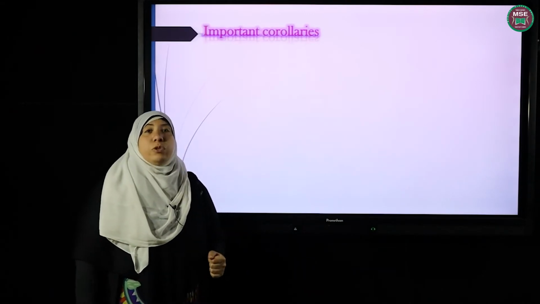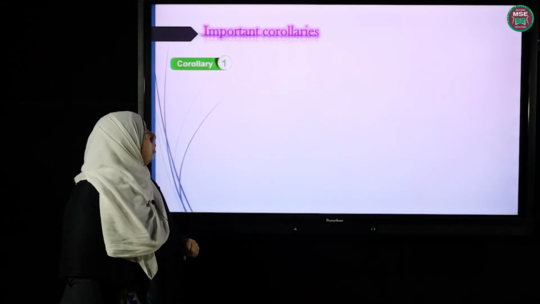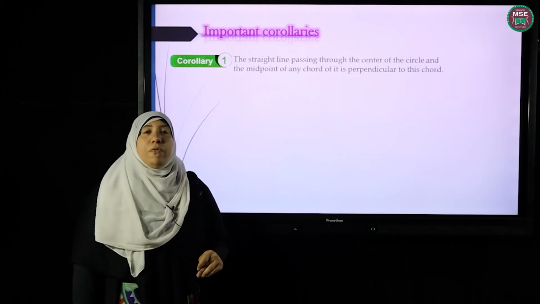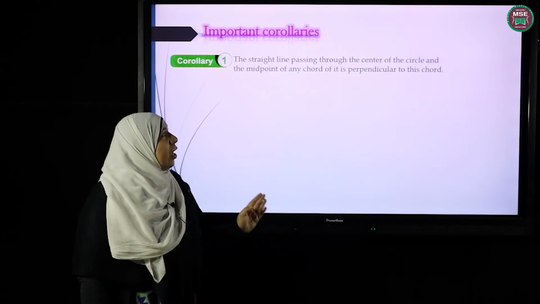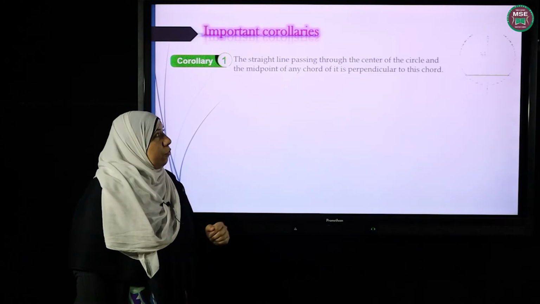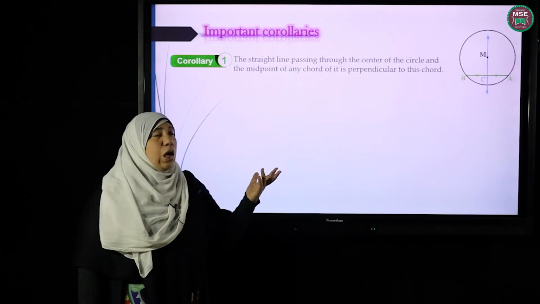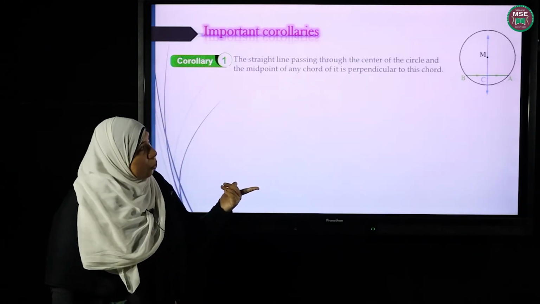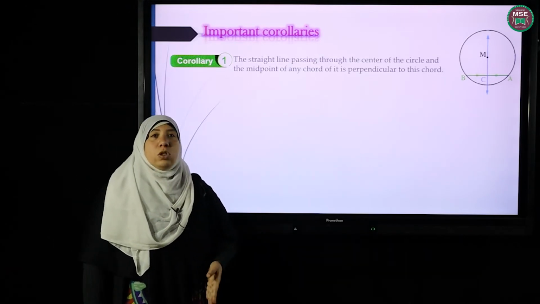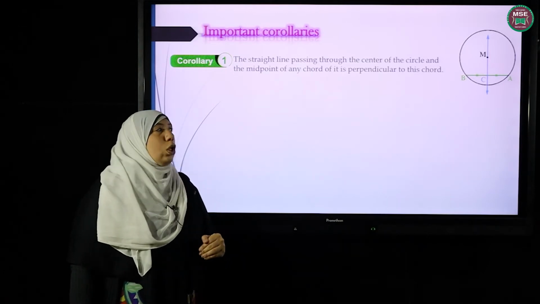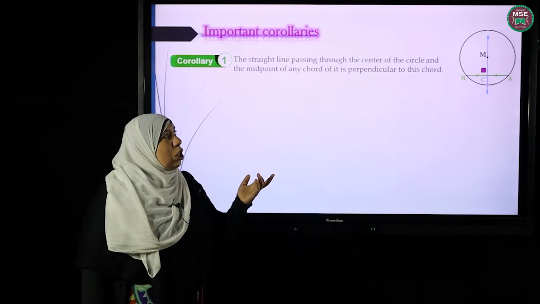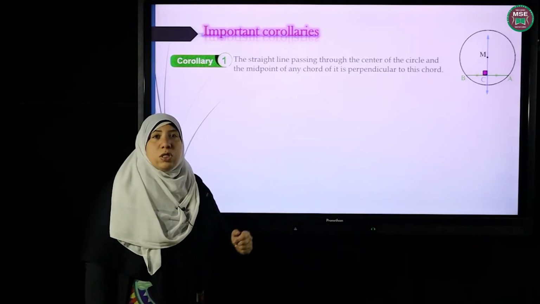We have three important corollaries. Number one: the straight line passing through the center of the circle and the midpoint of any chord of it is perpendicular to this chord. For example, if I have a chord like this one, AB, and I draw a line from the center to the midpoint of this chord, what will happen? I will find that this line is perpendicular to this chord.